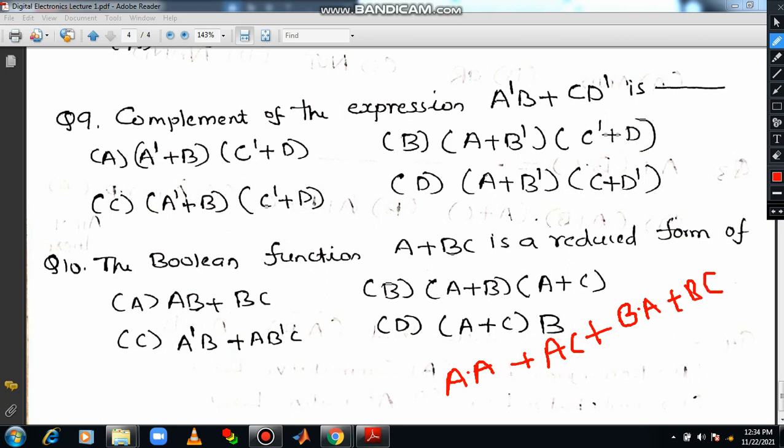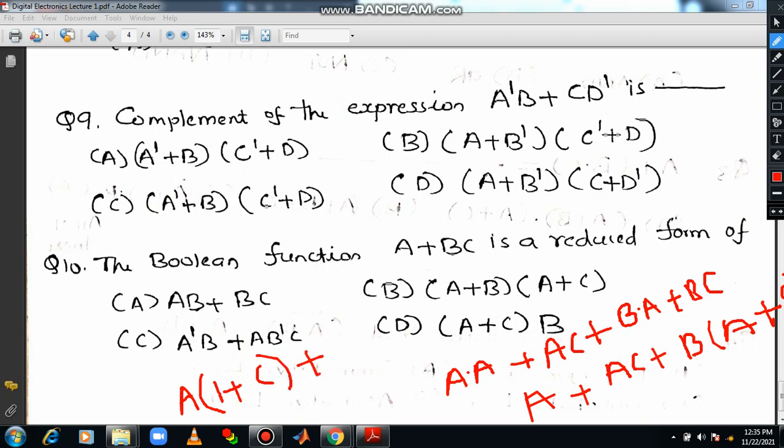Now what is A dot A? A dot A will be A only, correct? Plus AC plus B into A plus C. So A into A plus C can be written as A into 1 plus C, plus B into A plus C. Now 1 plus C means 1. So I can write A plus B into A plus C.